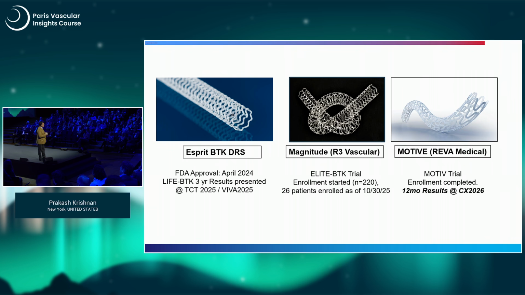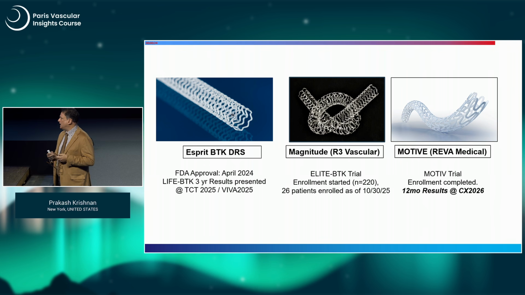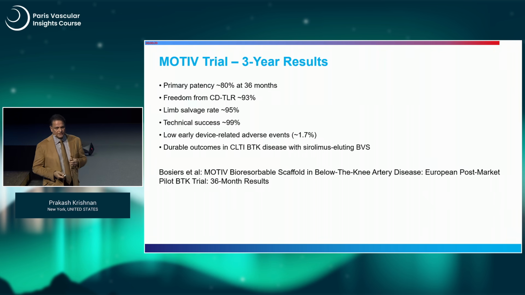Now you have the Magnitude Artery Vascular, which is the Elite BTK trial, which has just started in the US, 26 patients as of 10:30, and the Motive with Riva Medical, which was just completed. We're excited to see the data at the 12-month presentation at Charing Cross in 2026. But we already have results from the Motive trial.